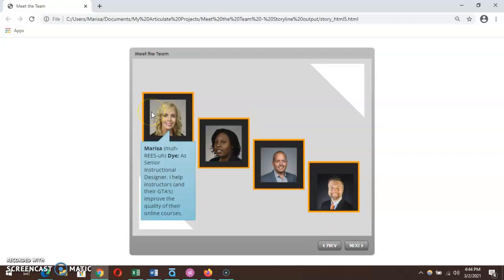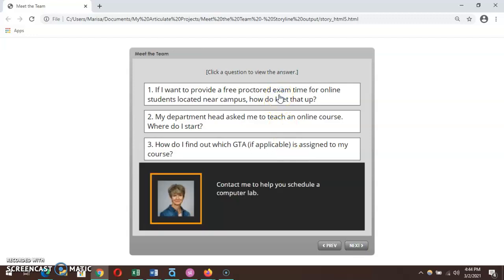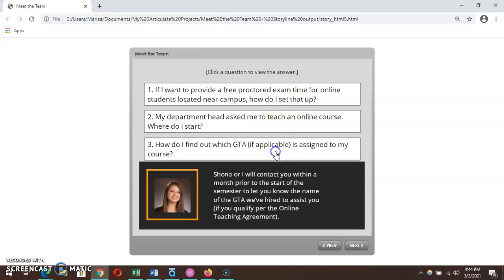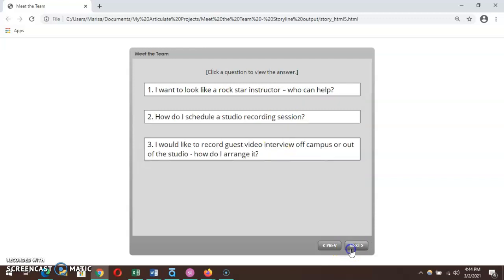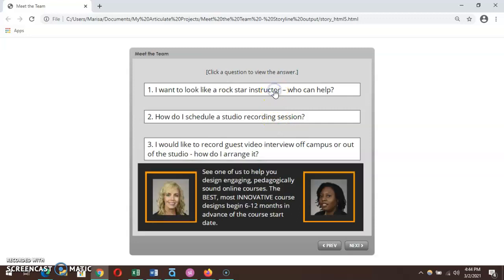So here's mine. And then there are some question answers, FAQs, that are more interactive, if you will. So professors can have their questions answered, and that helps them get straight to work instead of asking around in confusion about who they should work with.